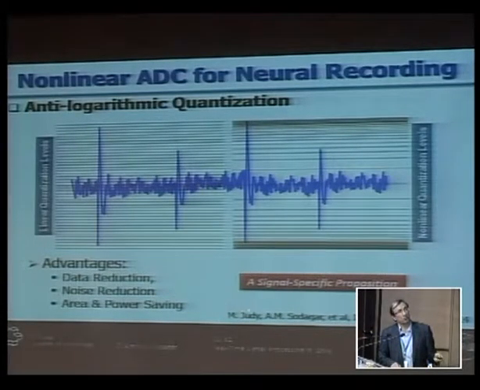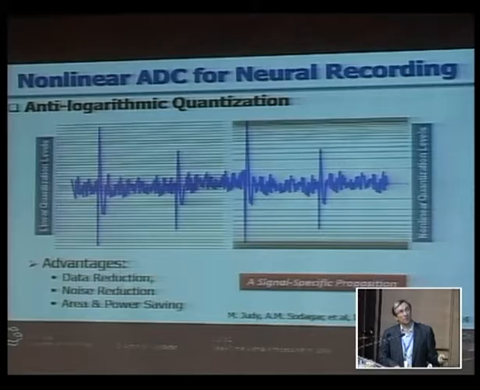Mr. Judy proposed that instead of using a linear quantization function, we can use an exponential or anti-logarithmic characteristic for the digitization of neural signals, as you see here. The advantages: data reduction. The number of bits for the ADC will be reduced by, let's say, 2 out of 8 if you use this kind of function.